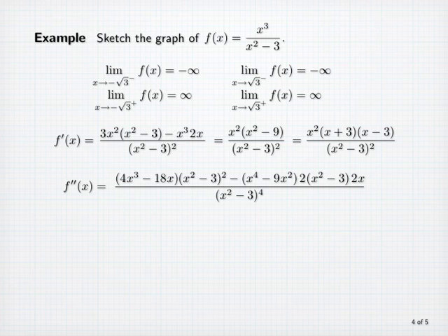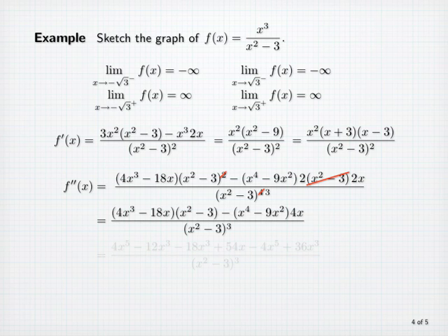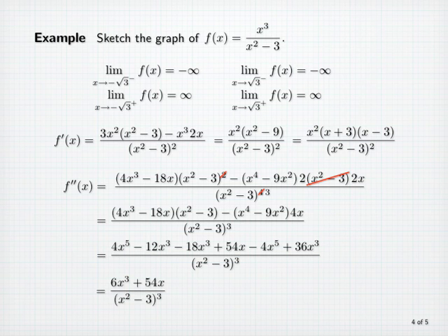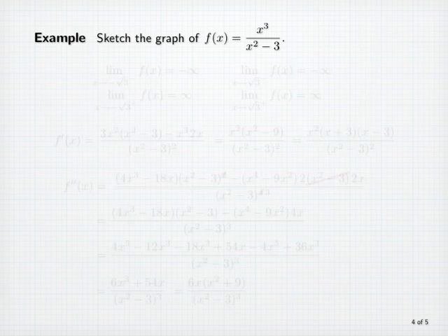Now, before we multiply out the numerator, let's notice that we can factor x squared minus 3 from each term and cancel with an x squared minus 3 from the denominator, effectively lowering the powers on all of those factors. Now we expand the products in the numerator and simplify to obtain 6x cubed plus 54x divided by x squared minus 3 cubed. And factoring the numerator gives us 6x times x squared plus 9 divided by x squared minus 3 cubed. So now let's replace all this work with a summary of our results.